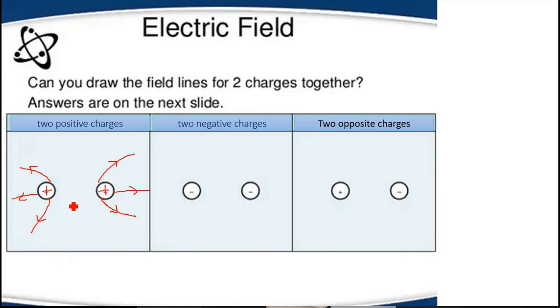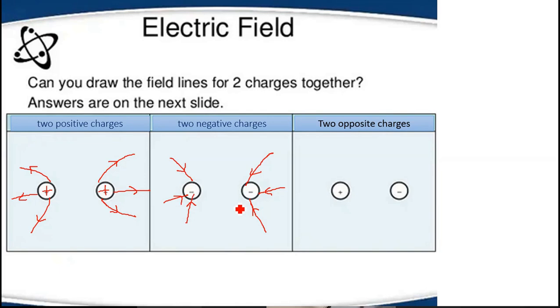Oh, attract, Miss. Negative and negative? It will repel, the same as the first one, the same as positive and positive. Yeah, it will, toward the negative charge. The field lines are directed toward the negative charge.